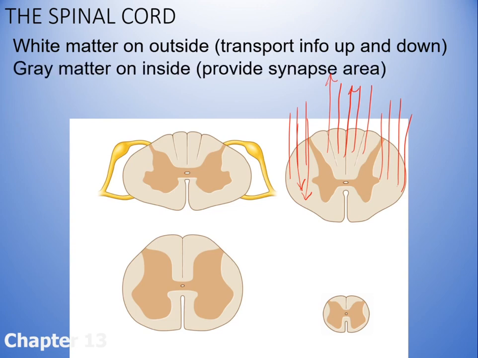The gray matter, in contrast, is providing an area of synapse. So neurons enter into this area and they synapse with other neurons that leave. And this is the direction of information flow. It goes in on the back of the spinal cord, synapses, and then leaves the spinal cord. That's a picture of a spinal reflex right there. Information in, information out.